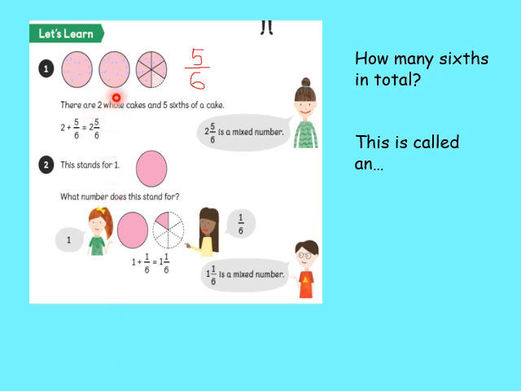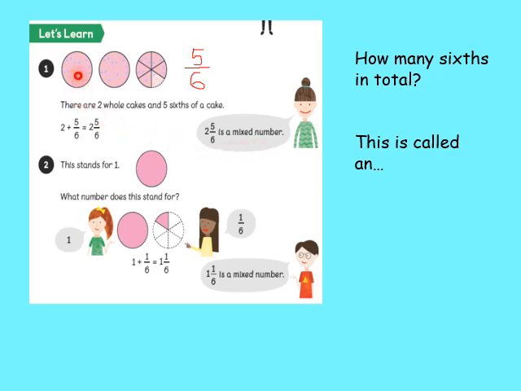So there are 2 whole cakes and 5 sixths of a cake. 2 plus 5 sixths is 2 and 5 sixths. And this is called a mixed number when we write it in this way. But I just want you to think, how many sixths would there be in total? What if all the cakes were equally divided into sixths? Well, let's have a look.